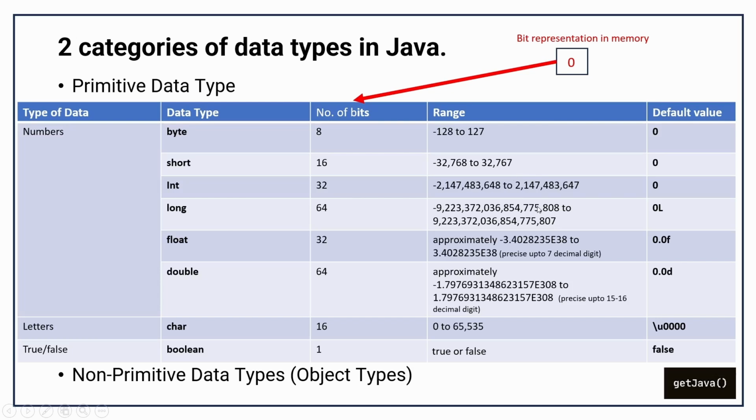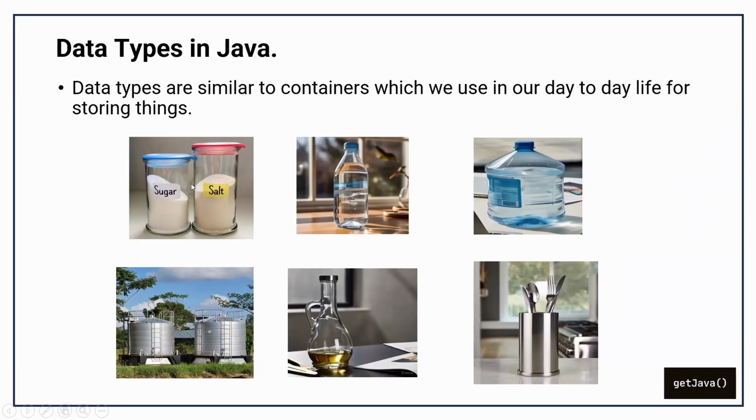Okay. Now someone can come and ask, what if I want to store age value inside int data type? Can we store that? Yeah, of course you can store that. But let's see an example. Let's go back to the previous slide. Suppose you have 1 liter of water, and you can store that 1 liter of water inside this water bottle, and you can store that 1 liter of water inside this water tank as well.